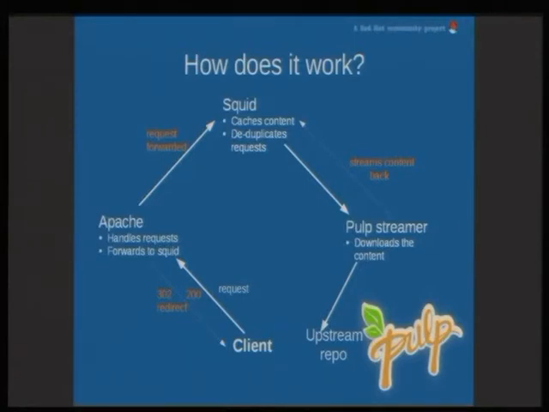And every 30 minutes, but I think it's configurable, there is a task. And what does this task do? This task goes to Squid, where all the cached files are, and downloads them and saves them into the file system of the Pulp. So next time when the client requests the same package, it's not downloaded from the upstream repo, but Apache can serve it directly because it already has it saved on the file system. Oh, I think that's all.